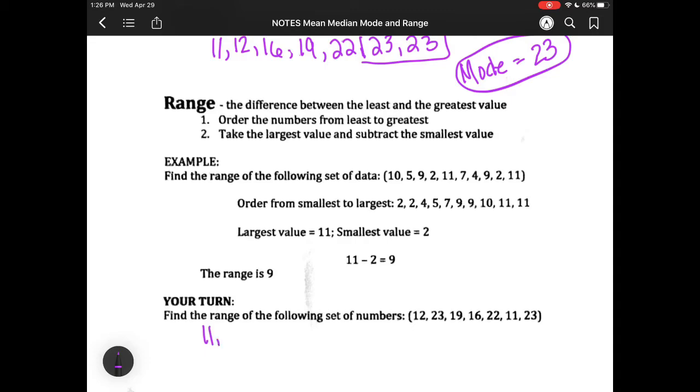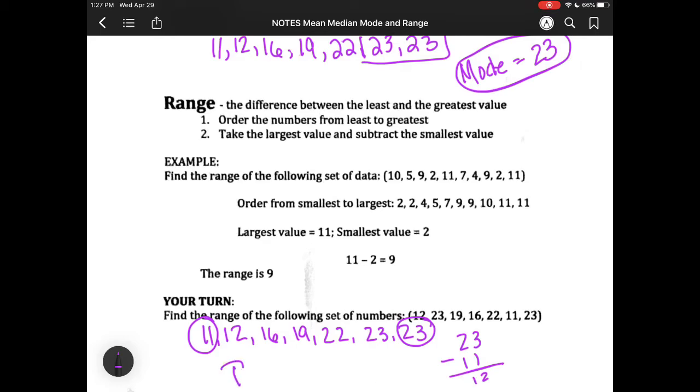So our numbers, again, so we're going to take our largest value, subtract our smallest value, so 23 minus 11. 3 minus 1 is 2, 2 minus 1 is 1. Our range equals 12. And there we have our notes.